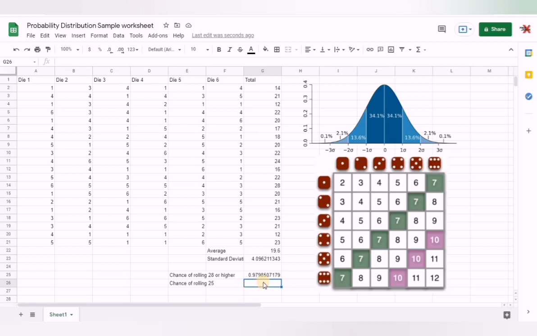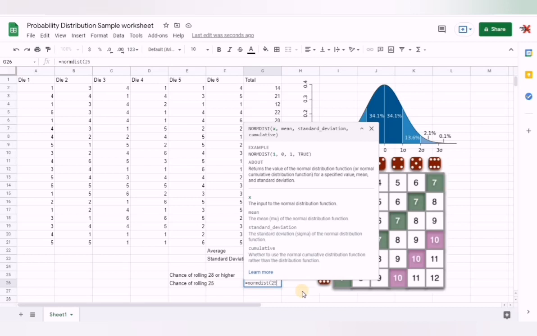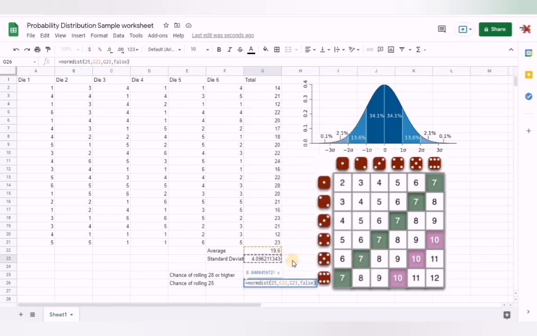Now, the second thing we are trying to determine is what's the chance of rolling a 25. Now, this one is definitive. Okay, we are going to do the same formula, and the only thing that's going to change here is the cumulative function. So NORMDIST 25, comma, and then you have the average, standard deviation, and then when you are asked now for cumulative, you're just going to put in false. Okay, so the chance of rolling 25 with these results is 0.05.